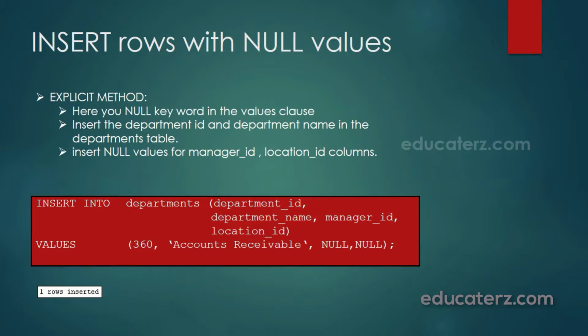Insert rows with null values. There is another method to insert null values when you insert a record. It is known as the explicit method. Here you use the null keyword in the values clause. We use the null keyword in the values clause of the insert statement. Insert the department ID and department name in the departments table. We insert a new record with the values for department ID and department name, and insert null values for manager ID and location ID columns.